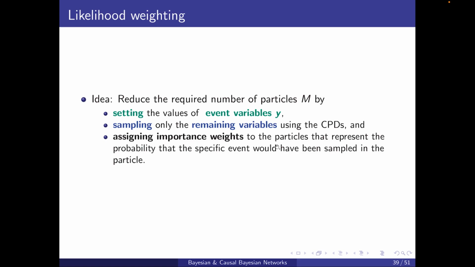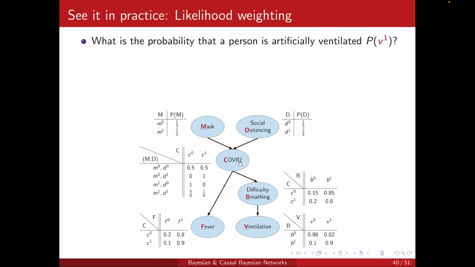And these represent the probability that the specific event would have been sampled in the particle. So we're assigning these event variables, but we somehow should say how likely it was to see these events actually. So let's see it in practice.